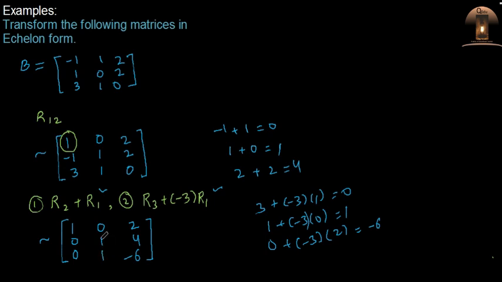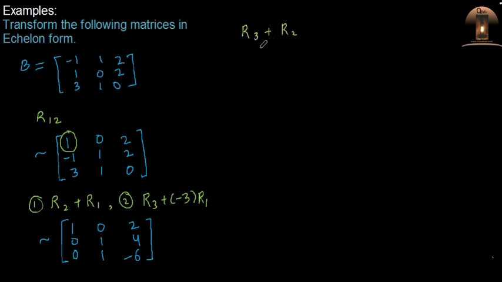We can simply subtract this 1. So we apply the operation row 3 minus R2, because the pivot element appears in row 2, so we have to make use of this row. So just subtract: R3 minus R2. When you apply this operation, the first row will be the same, 1, 0, 2.